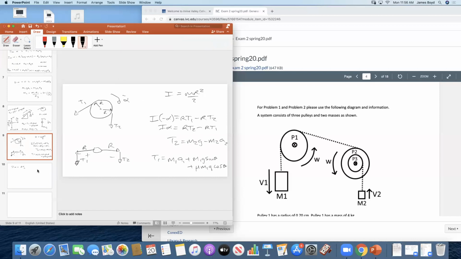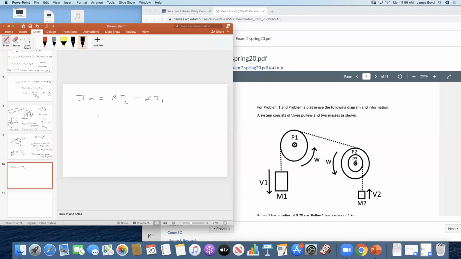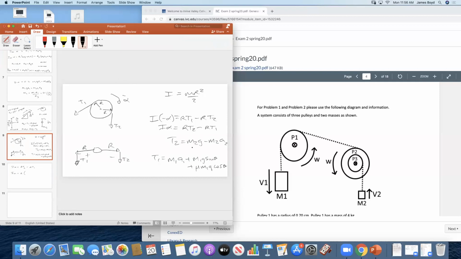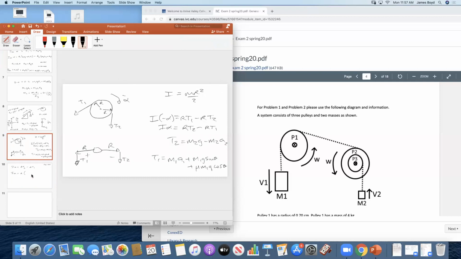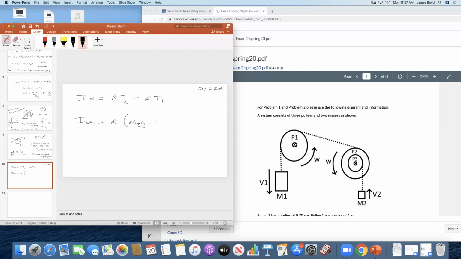RT2 minus RT1. I'm plugging these in. I'm just going to put R. T2 is M2G minus M2A2. Remember that A2 is R alpha, so M2G minus M2 R alpha plus R times R minus R times all this stuff.